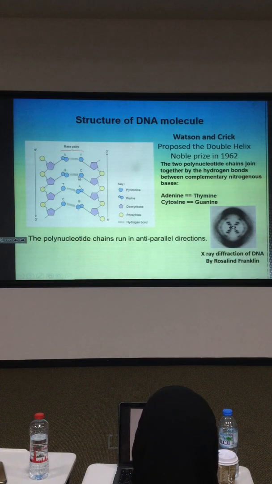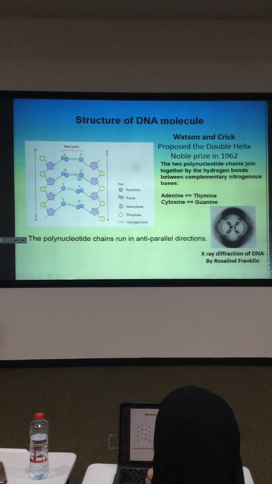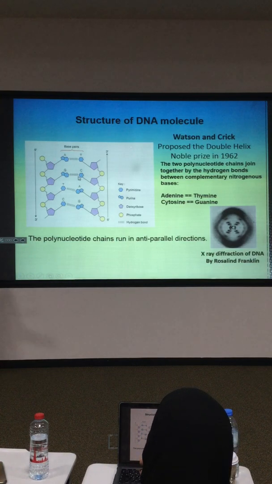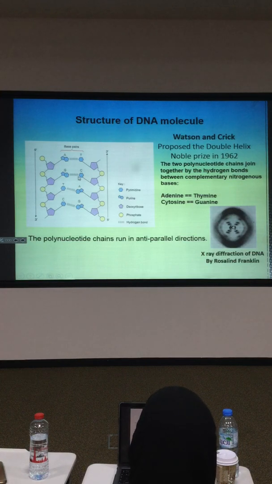So what is the double helix? Who postulated this? Watson and Crick. They designed this model that DNA, the polynucleotide, is present in a helical structure, a double helical structure. So the one strand and the other strand are together, okay? And they waited for years and years.